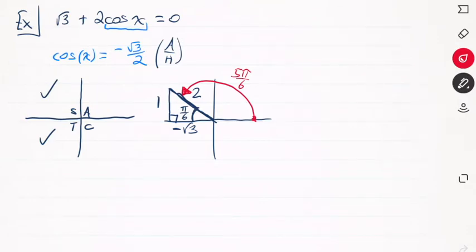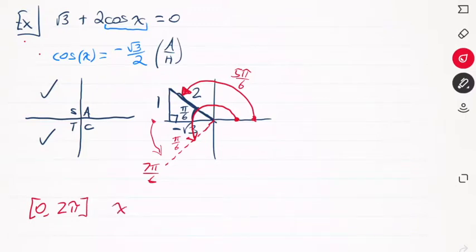Now the secondary solution is down in the third quadrant. So to go from the positive x-axis into the third quadrant with a reference angle of pi over 6, you just have to remember that there's 6 pieces on the top, up to pi, and then you're going one more. So that would be 7 pi over 6. So if we're looking for answers between 0 and 2 pi, then those two answers would be 5 pi over 6 and 7 pi over 6.